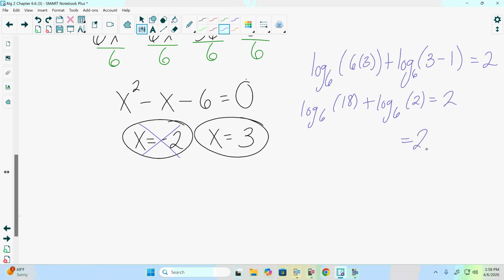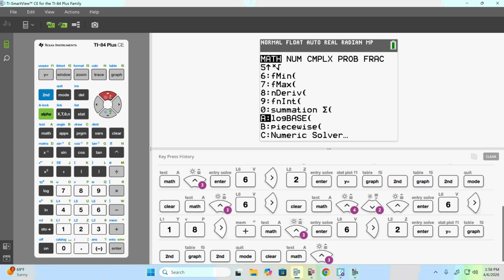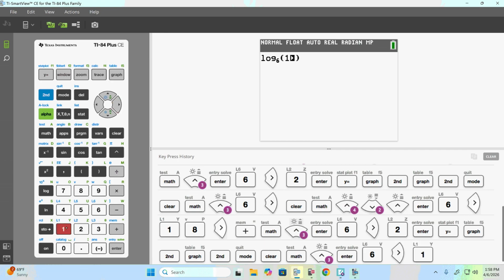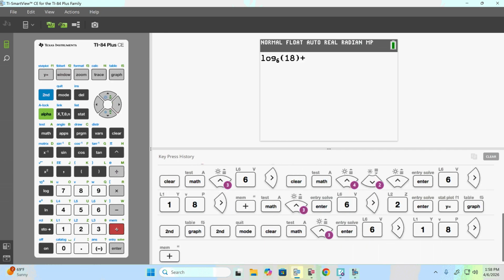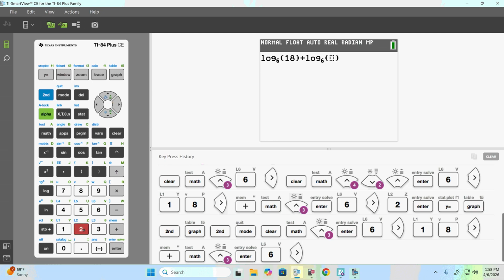Now if I want to, log base 6 of 18 plus log base 6 of 2, we can type it into the graphing calculator. It does tell us it is indeed 2. We can use the product property here because what's inside both of the logs is positive. 18 times 2 is 36. 6 to what power is 36? That is indeed 2.